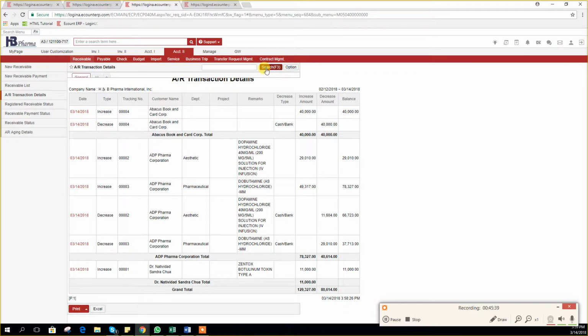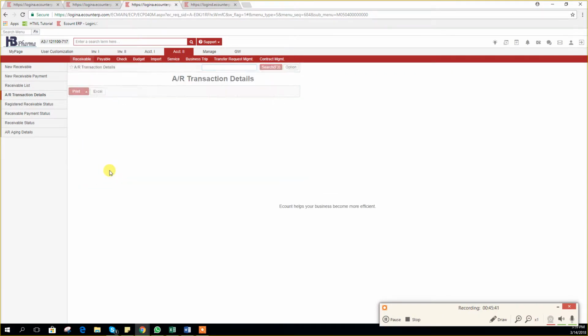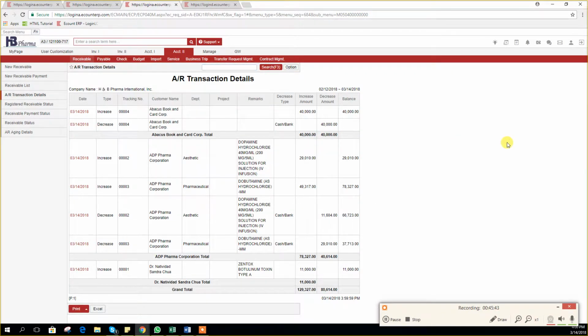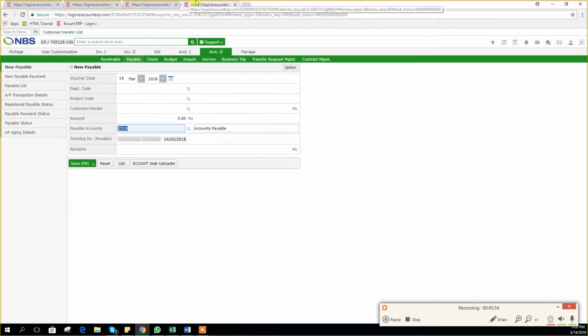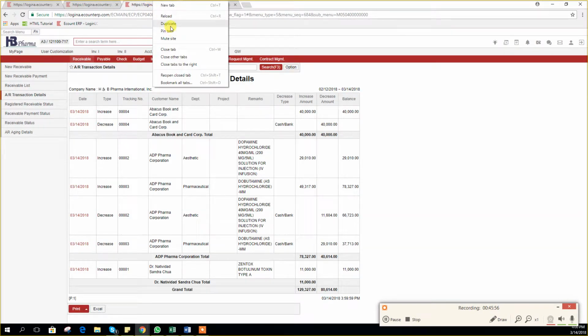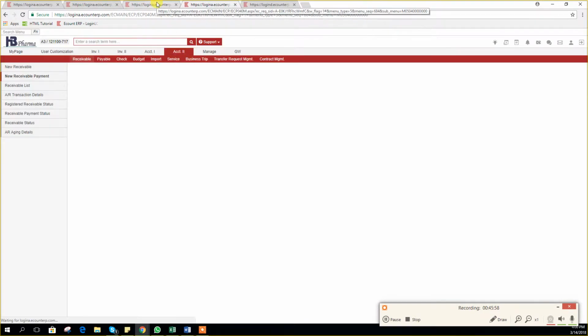Is it going to appear inside here? No, it's not. Why? Because when we created the receipt journal, it did not go inside receivable because it's not receivable, right? So how do we check that?